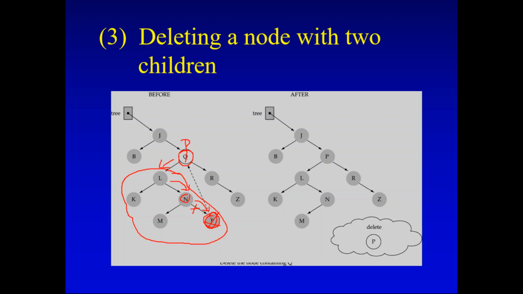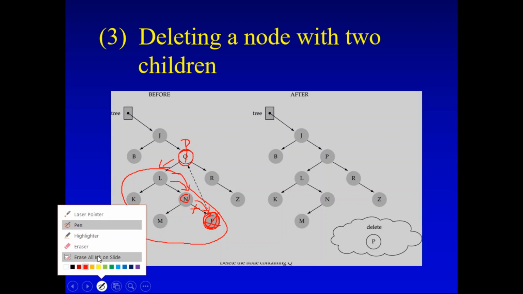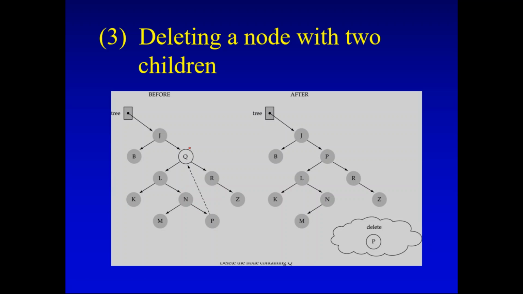Whatever node you are finding, it will never have two children; it will have only one child. Are you able to follow? If you are deleting a node which has two children, then surely you will find a node to be deleted with either no children or one child.